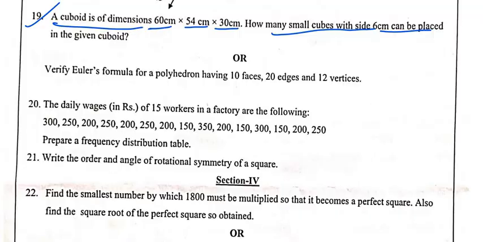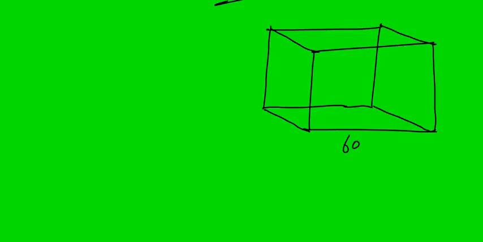Generally we are having a cuboid. For example, see this one is our cuboid. And in the question, length, breadth, height, all things are already given. So what is given in the question? See 60, 54 and 30. So let this one be 60 and this one be 54 and this one be 30. All three dimensions are given.